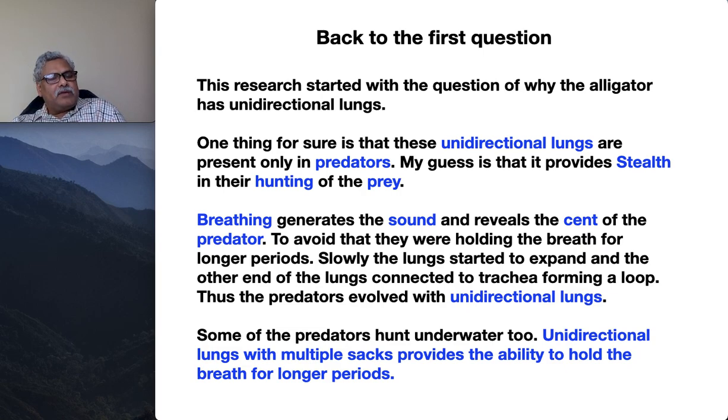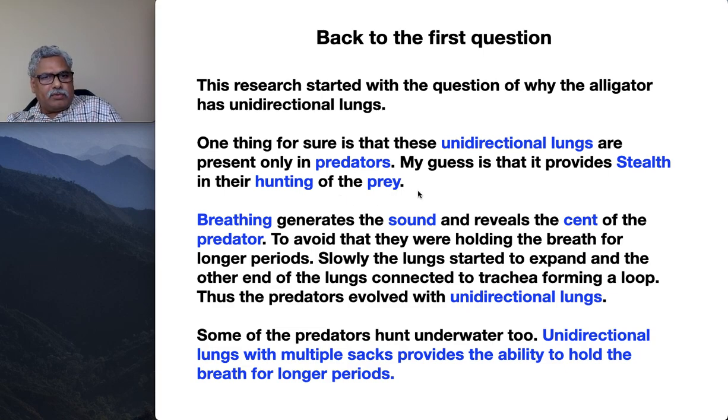Back to the first question, where I started exploring the unidirectional lungs in alligators. My guess from all this research is that one thing is for sure: unidirectional lungs are present only in predators, not in cows or lions. We don't see unidirectional lungs there. My guess is that it provides stealth in their hunting of the prey.